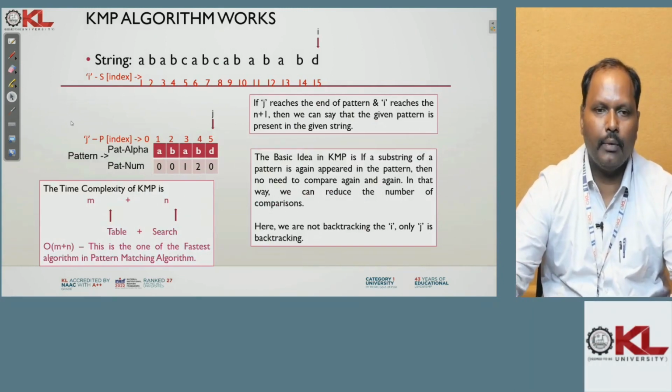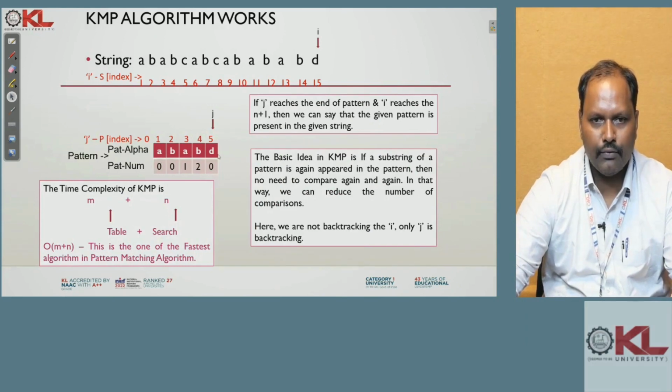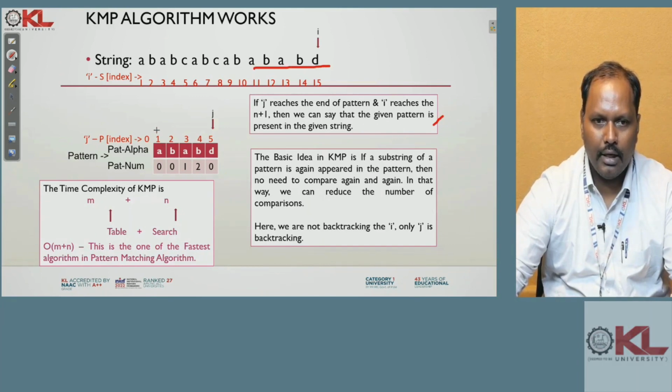We can go through the number of comparison steps and finding. I is D and J is also BD. Matching is found at the end of the string only. So there is only one thing to know: if J reaches the end of the pattern and I reaches n plus 1, then we can say that the given pattern is present in the given string. Both are matching, here AB, ABD, matching up to the end. The matching is found here as a pattern.